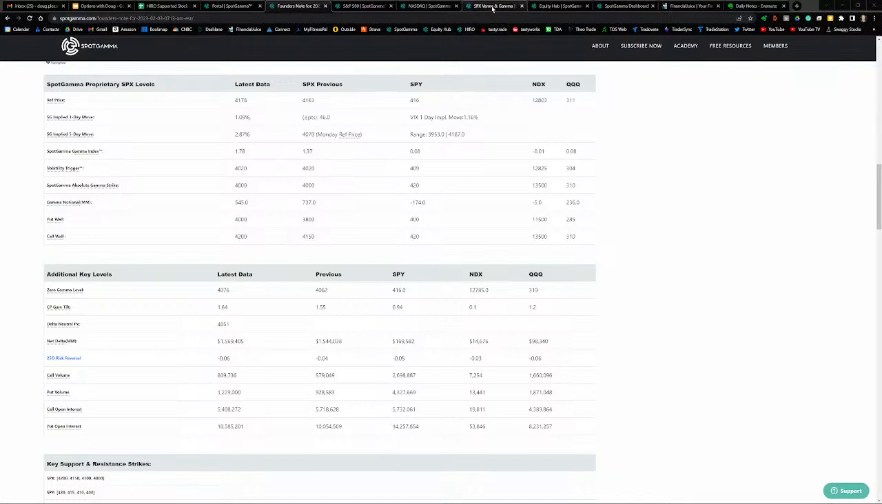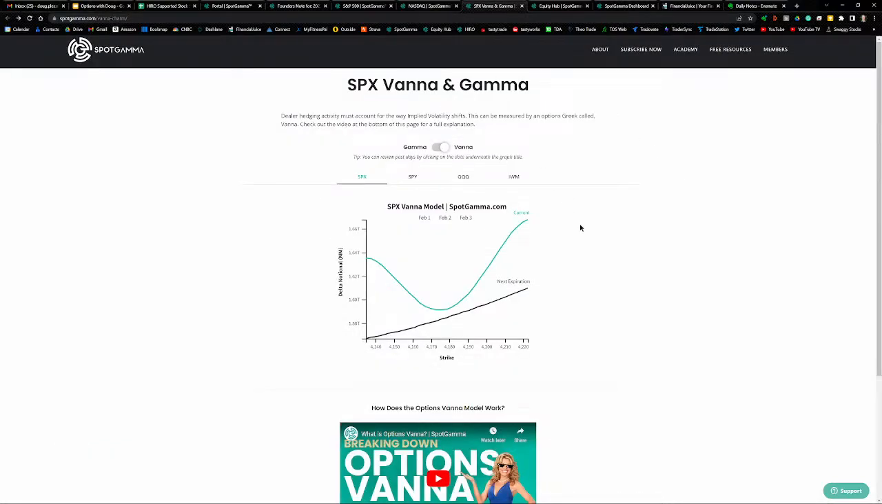And this is illustrated with these Vanna model charts. This is for SPX. What this is showing is, as price increases, the strike is on the horizontal axis, market makers' delta notional, or delta exposure, is on the vertical axis, and as price increases, market makers' delta notional increases, and they have to sell futures to hedge their delta exposure.